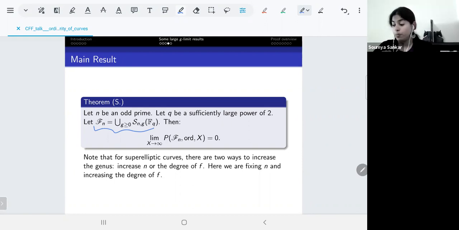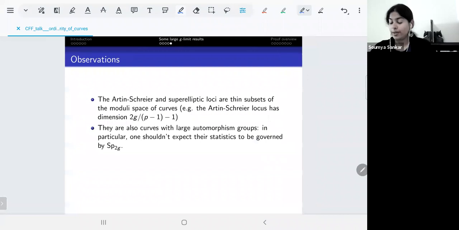And so note here that for superelliptic curves, there are two ways to increase the genus. You can increase n and get a tower of curves, or you can increase the degree of f in y^n = f. And so here we increase the degree of f. Okay. And so some quick observations. Artin-Schreier and superelliptic loci are thin subsets of the moduli space of curves. So for example, Pries and Zhu showed that the Artin-Schreier locus has dimension 2g/(p-1) - 1. So this is much smaller than the moduli space of curves, which has dimension 3g - 3.